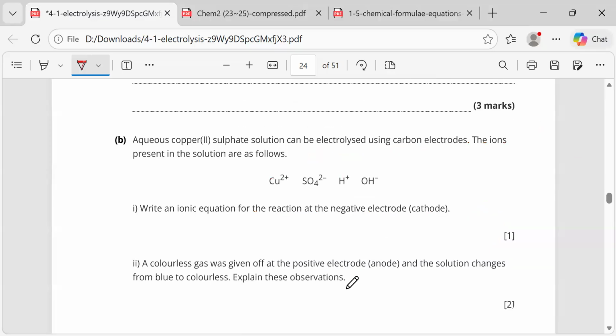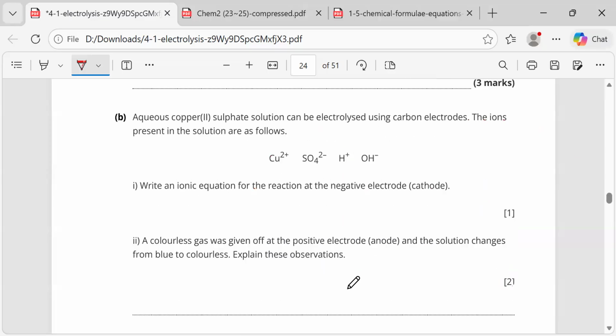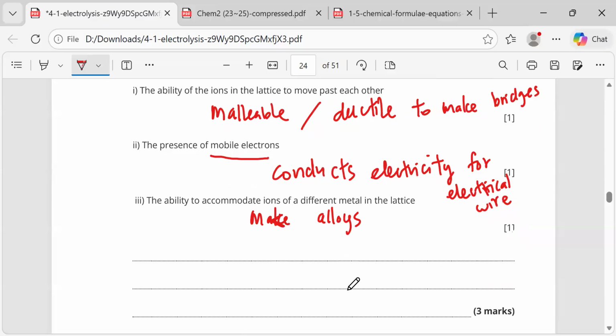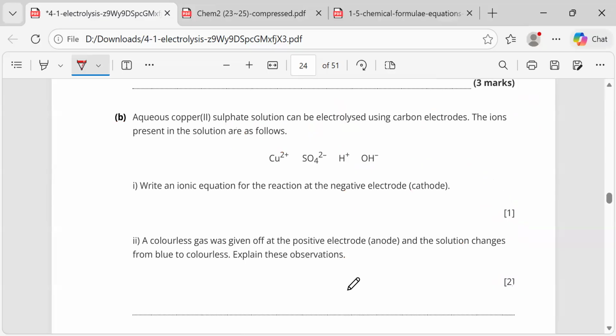Okay, good. You did? Good. Aqueous copper sulfate solution can be electrolyzed using carbon electrodes. The ions present in the solution are as follows. Write the ionic equation for the negative electrode. When they talk about this, it means a half equation.